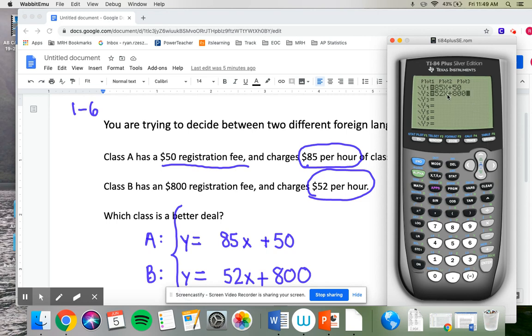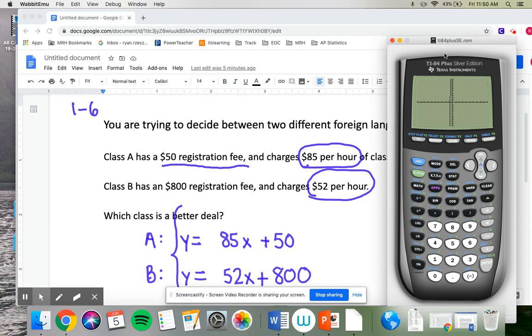So once I have my two equations typed in, what I'm going to do is I'm going to hit graph. And every time you graph, it's a good idea to start by resetting the window that you're looking at right here to make sure nothing weird is going on. The way you do that is zoom standard, which is number 6. So if I choose zoom standard, that's what I was actually already looking at. It's the default screen right here.